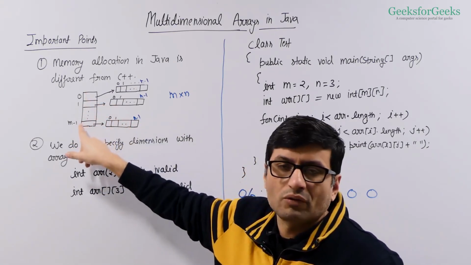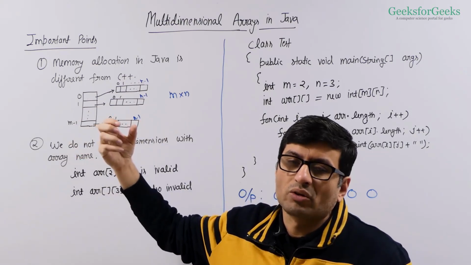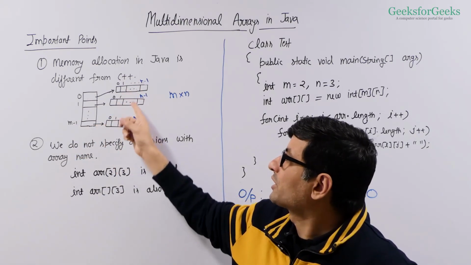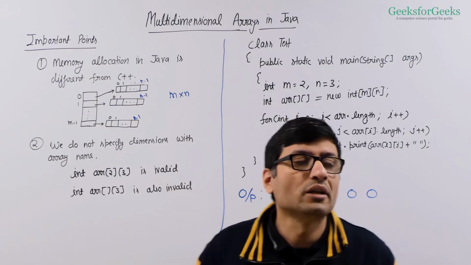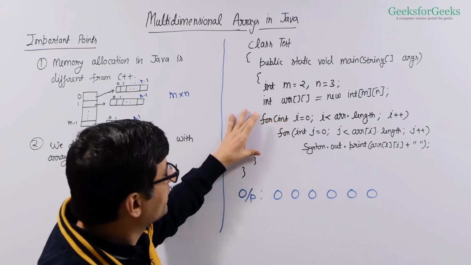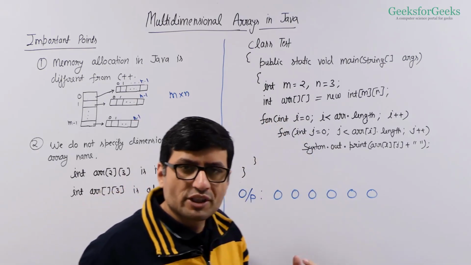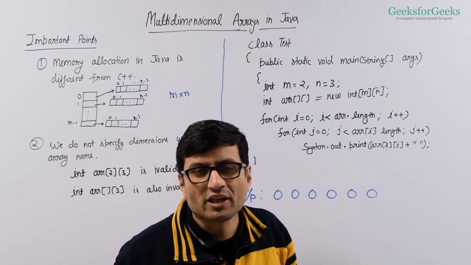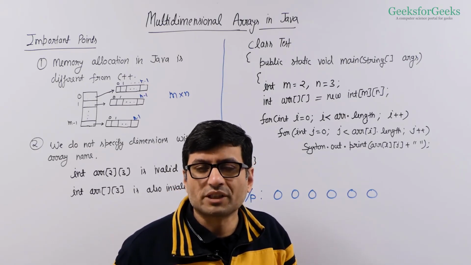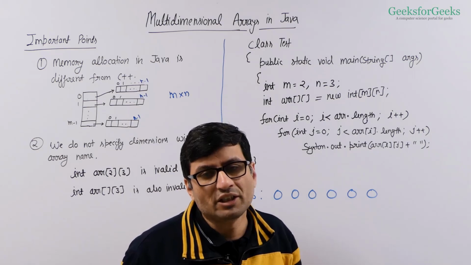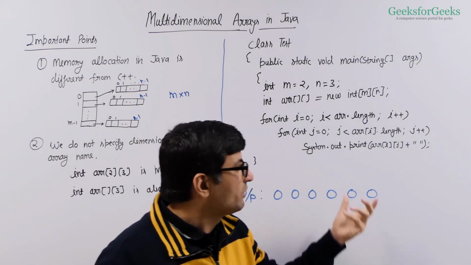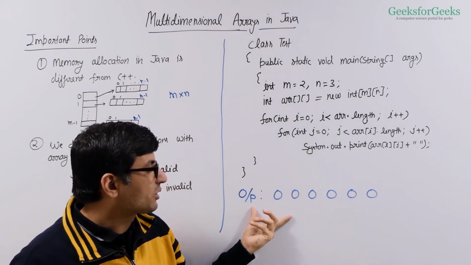There is an array of objects and these individual objects are arrays, and all these objects are of size n. Now we are traversing the array, and since arrays are objects, they are automatically initialized as 0 if we do not assign any value to these individual elements. So when we run this program, we get the output as 0.